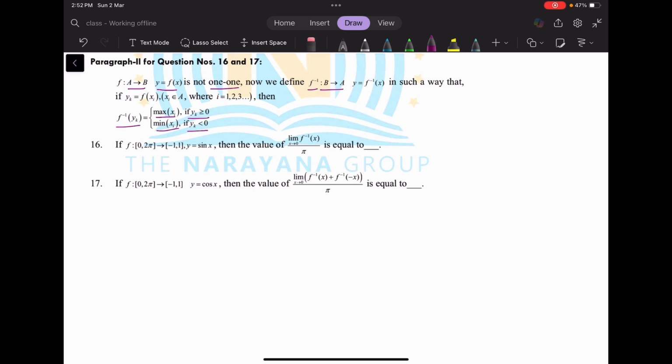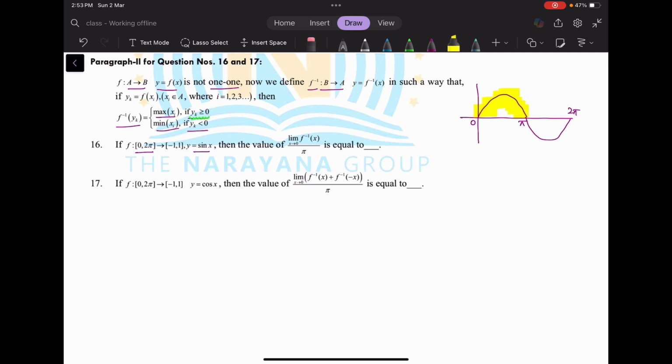Now in the 16th question, sin x is the function defined in 0 to 2π. So let us draw the graph of sin x in 0 to 2π. This is sin x in 0 to 2π. Now it is being said that for yk greater than or equal to 0, that means the graph lying above the x-axis, which is this portion.